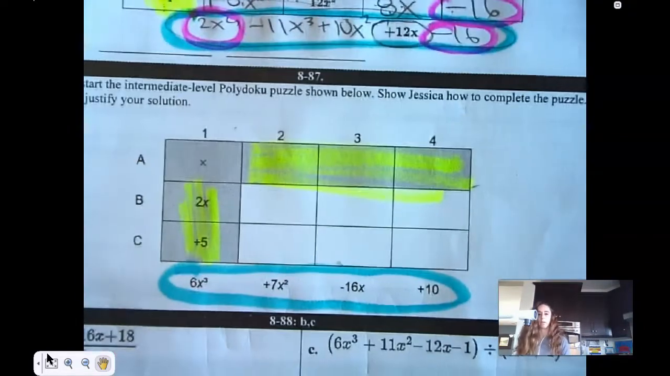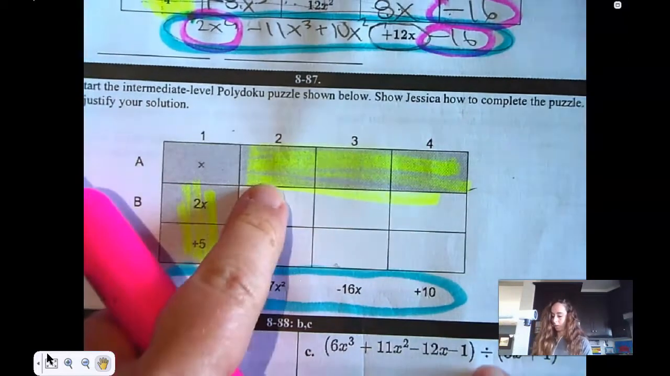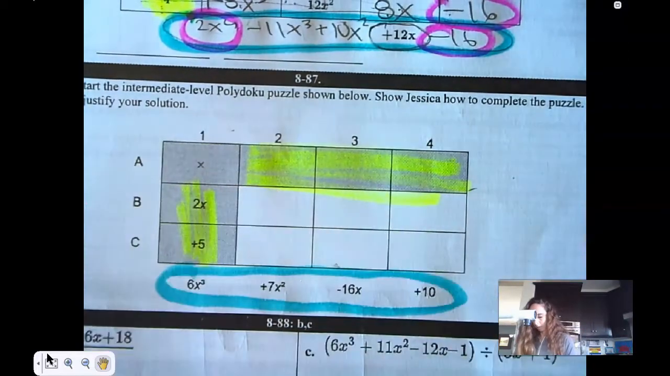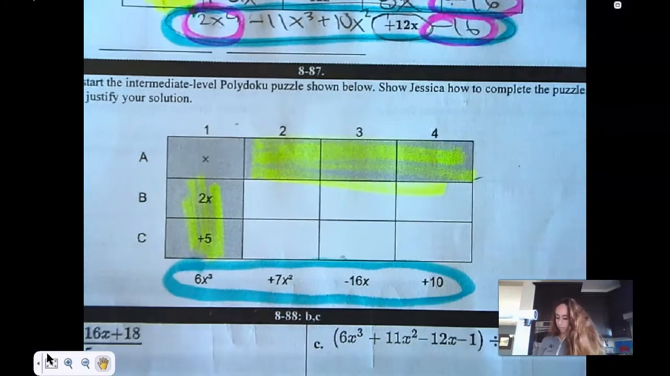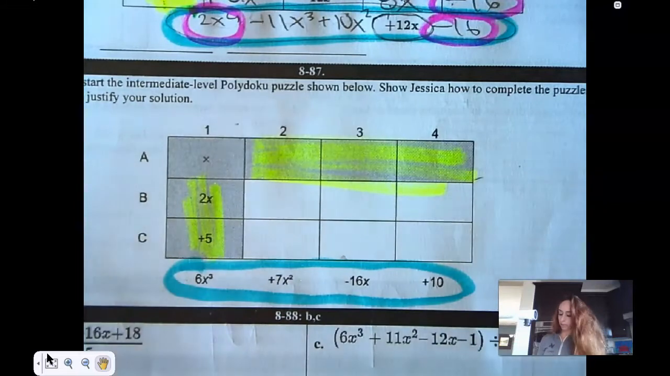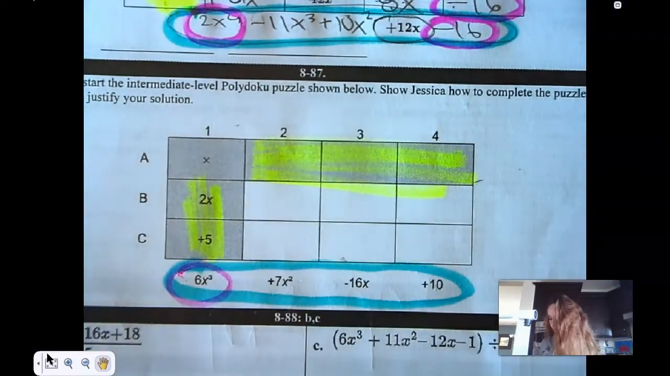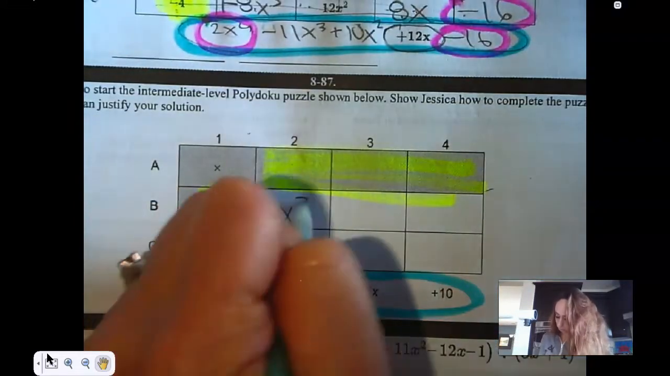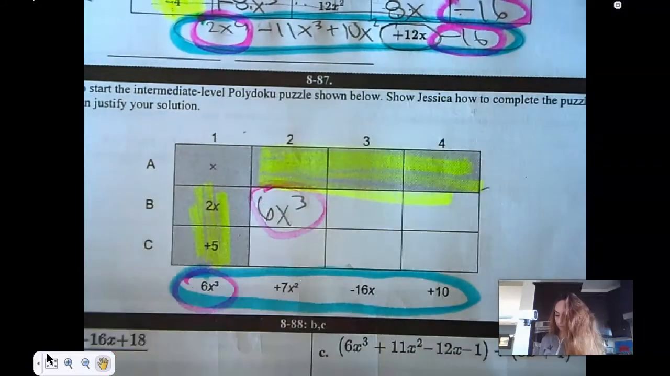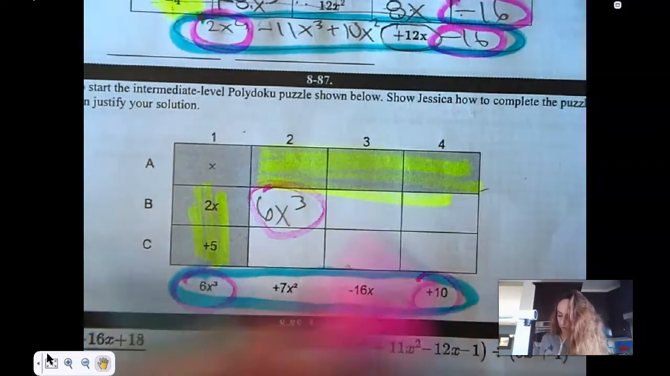And how does that work here? That means this goes here and this goes here. I wonder if I'm off on the boxes. Let's find out. So that means if this 6x cubed, no, yeah, it's a 6x cubed, goes here, that means this 10 goes here.